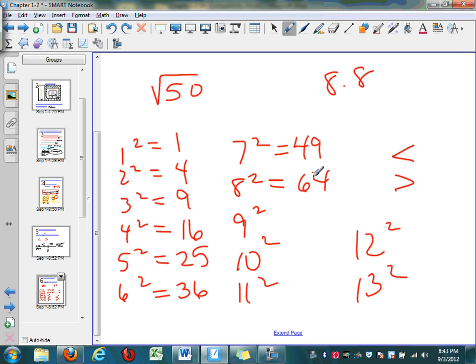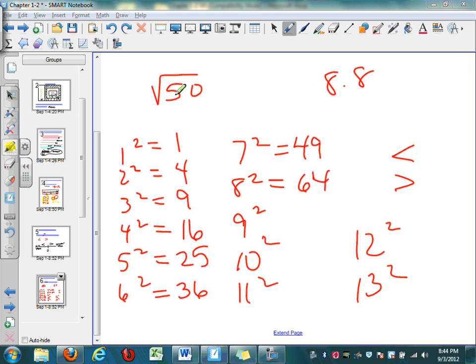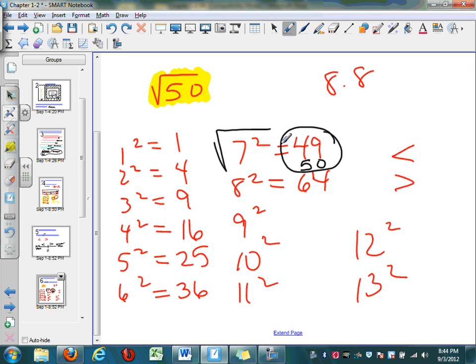Can anybody tell me why I can stop right there? Because what is the actual number that I am looking for? The number that I am looking for is the value, the square root of 50. Do we all see that? So if I'm looking for the square root of 50, I want to know where 50 falls. Well, 50 falls right in here. Is that going to be closer to 49 or closer to 64? It's going to be closer to 49, which means the square root of 50 is going to be very, very close to the value 7.